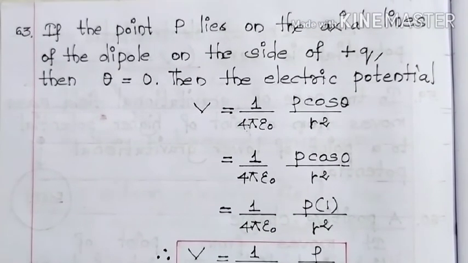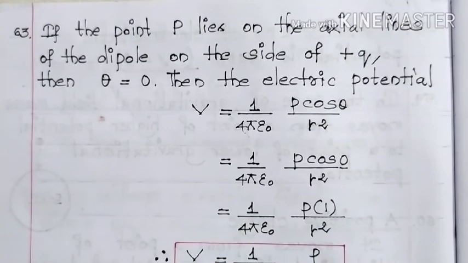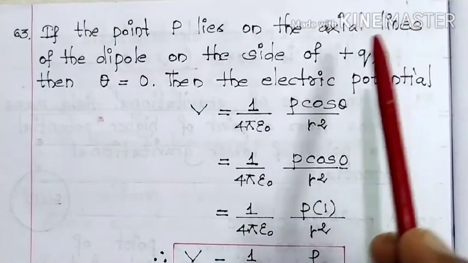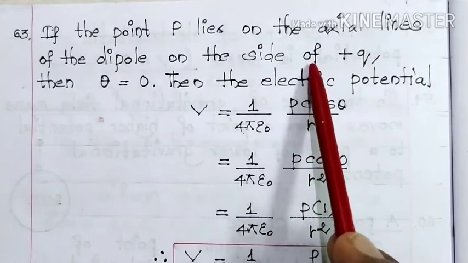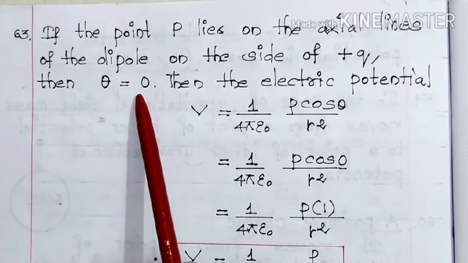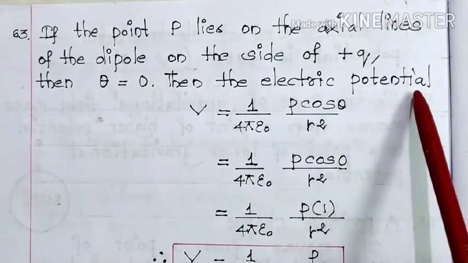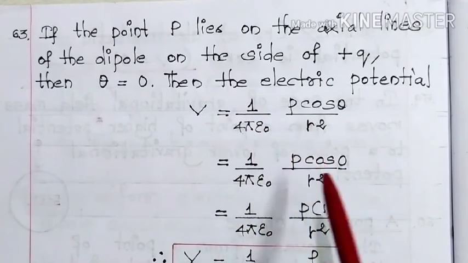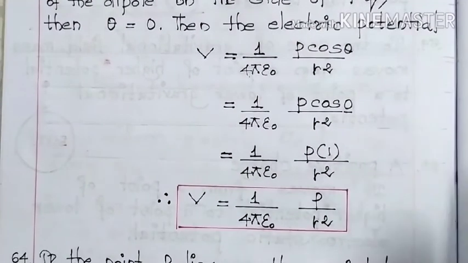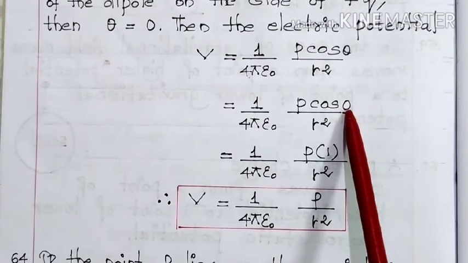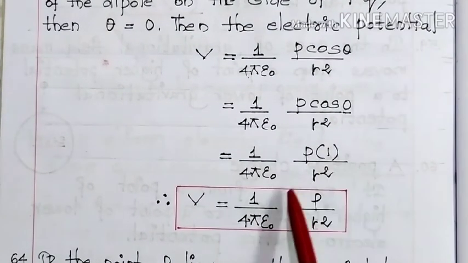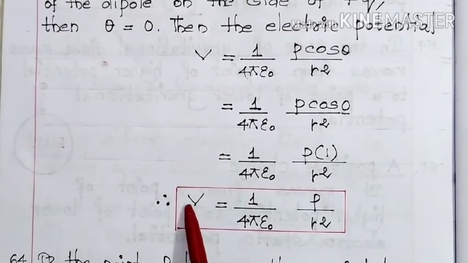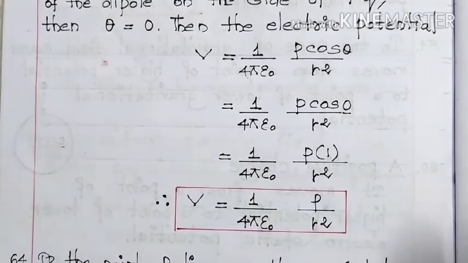Okay. So point number 63. If the point P lies on the axial line of the dipole on the side of plus Q, then theta is equal to 0. Then the electrostatic potential, first I have written the expression V is equal to 1 by 4 pi epsilon naught P cos theta by R square. In the next step, in the place of theta I have substituted 0, so cos 0 the value is 1. So 1 by 4 pi epsilon naught P into 1 by R squared, which is nothing but V is equal to 1 by 4 pi epsilon naught P by R square.